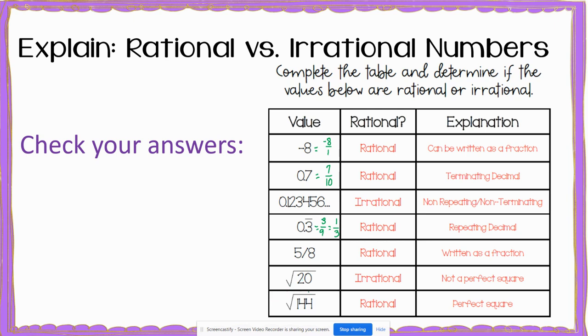The square root of 20 is considered an irrational number because it is not a perfect square. There is no number that can multiply by itself to give us 20, so this is an irrational number. The square root of 144 is rational, and this is because I know that the square root of 144 is 12, because 12 times 12 gives us 144. So because this answer is a whole number and any whole number can be written as a fraction, 12 over 1, this would be considered a rational number.